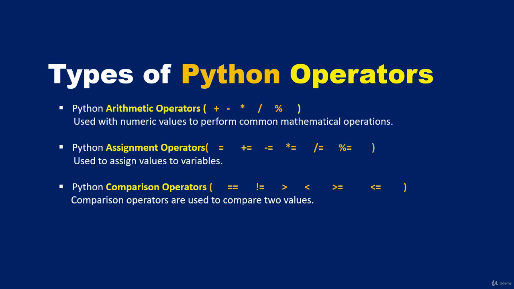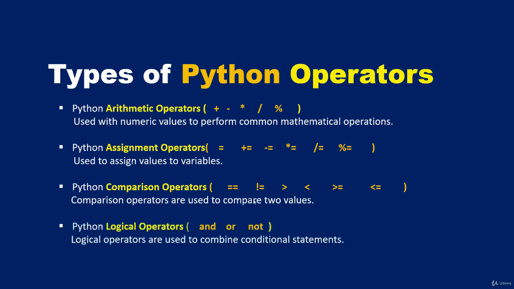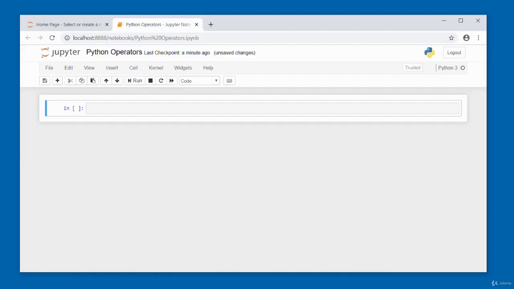The final type of operator I'm going to cover in this video is called the logical operators. They are used to combine conditional statements. So they include things like and, or, not. I have created a new notebook. So inside this cell here, I'm going to add some operators and I'm going to run through the code to explain what the operators do.